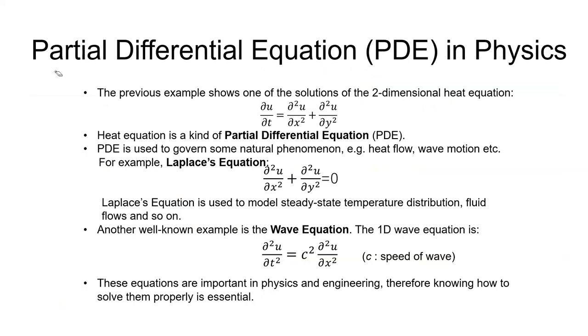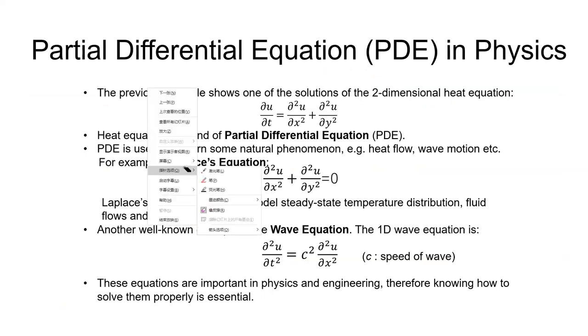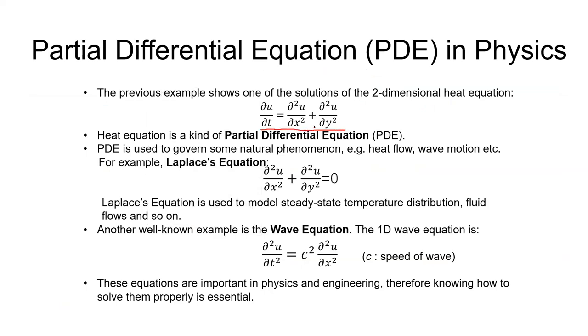The final part of this tutorial is partial differential equations. The previous example shows one of the solutions of the two-dimensional heat equation. Here, partial U partial T equals these two terms added together. And the heat equation is one kind of partial differential equation, usually written as PDE. PDE is used to govern some natural phenomena, for example, heat flow, wave motion, etc.